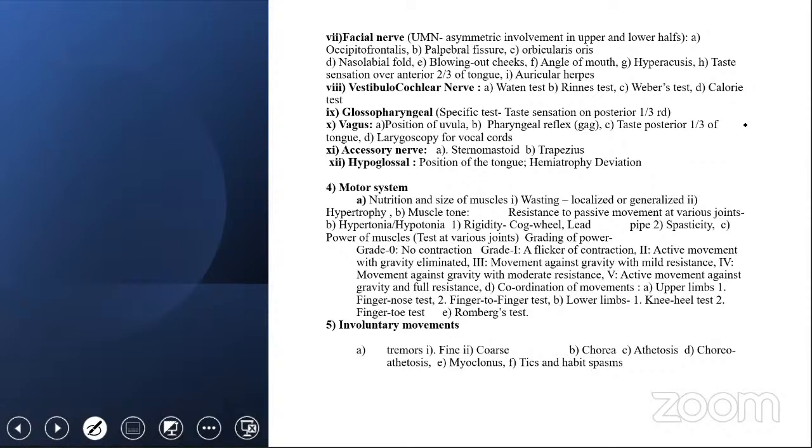Of course, the elevation and movements of the soft palate, whether the movement of the palate is equal on both sides or not. The accessory nerve: you ask him to lift and shrug the shoulders to test the trapezius, and the sternocleidomastoid by asking the individual to turn his face to one side and depress the jaw with your hand so that you can prominently see the sternocleidomastoid on the other side. The motor system examination consists of nutrition and the size of muscles.